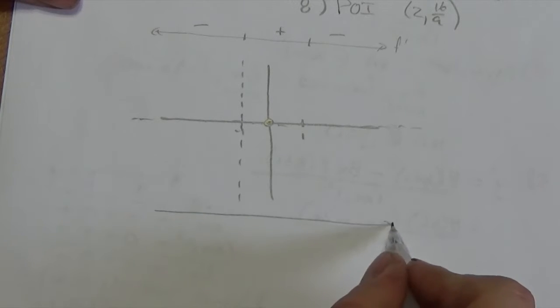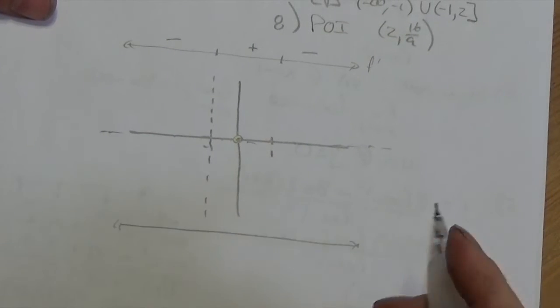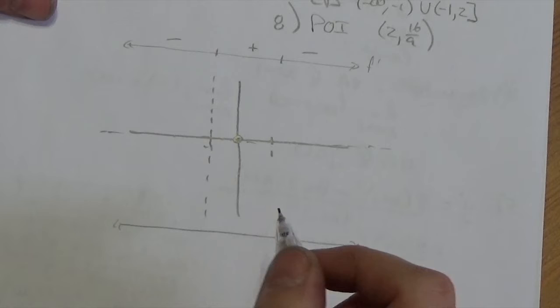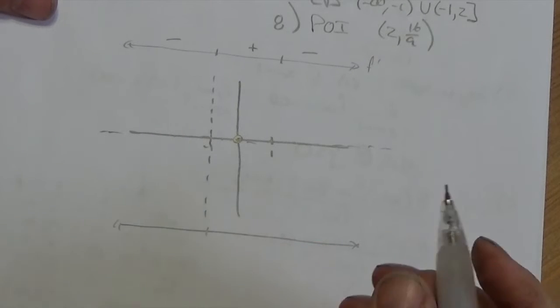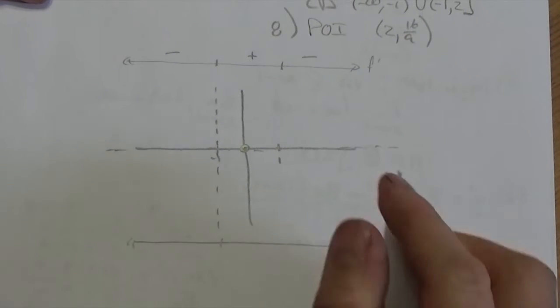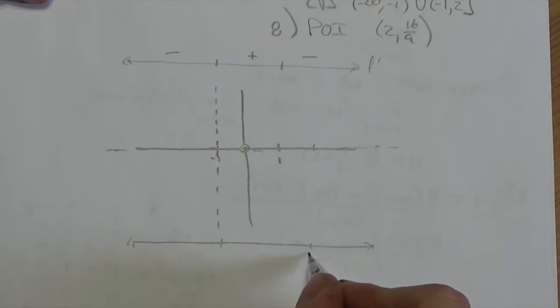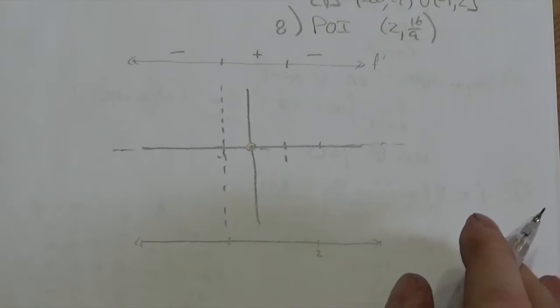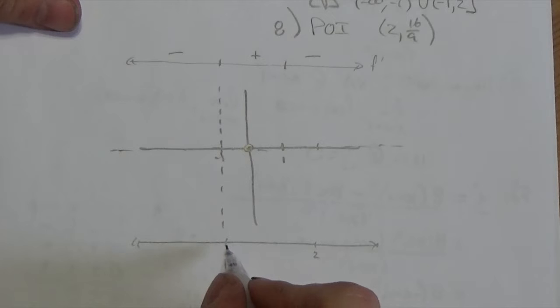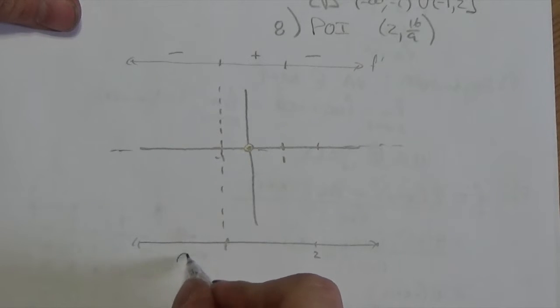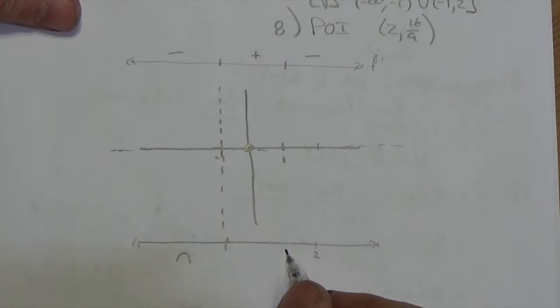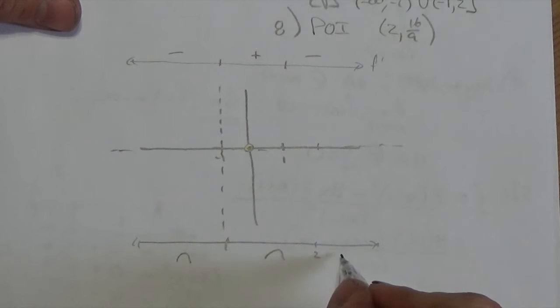Down here, I'm going to identify the interval where my concavity changed. And my concavity changed at -1, which I totally expected because that was my asymptote. And then it was out here at 2. Okay? And what did I say here? It was concave down here, concave down here, and then concave up here.